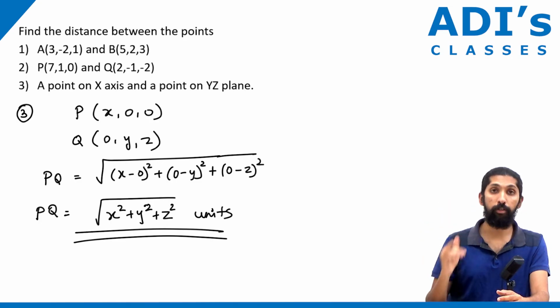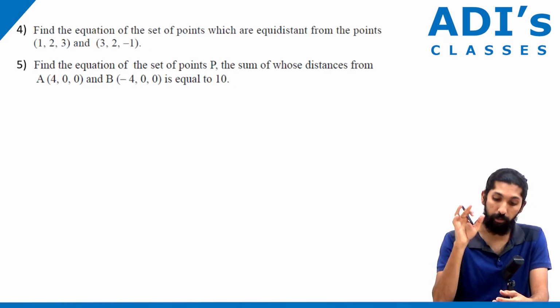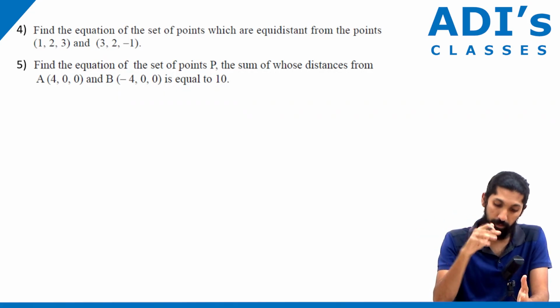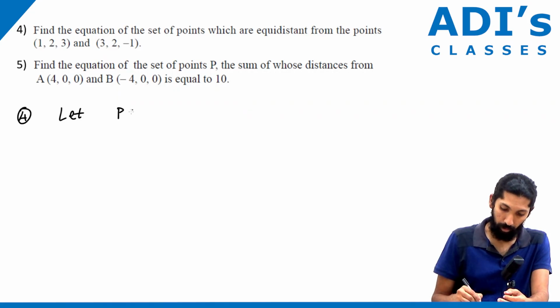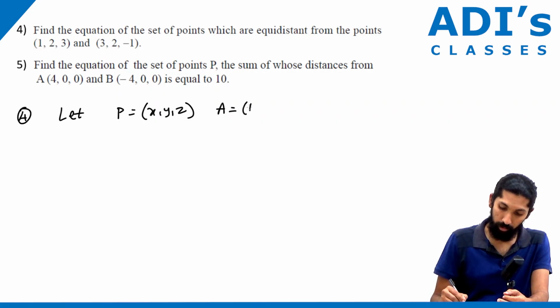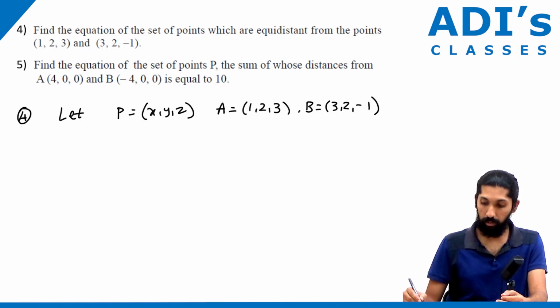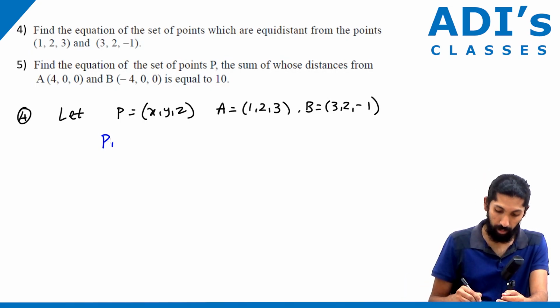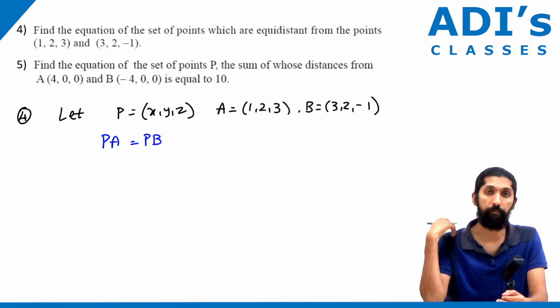Fine? Now we are going to do the next type of problems. See the fourth one. Find the equation of the set of points which are equidistant from these 2 points, correct? So now what we'll do? Let's say, let P be equal to x, y, z and A is equal to 1 comma 2 comma 3 and B is equal to 3 comma 2 comma minus 1. All right. Now, what is the condition given? Condition is PA is equal to PB, correct? These two distances are one and the same.